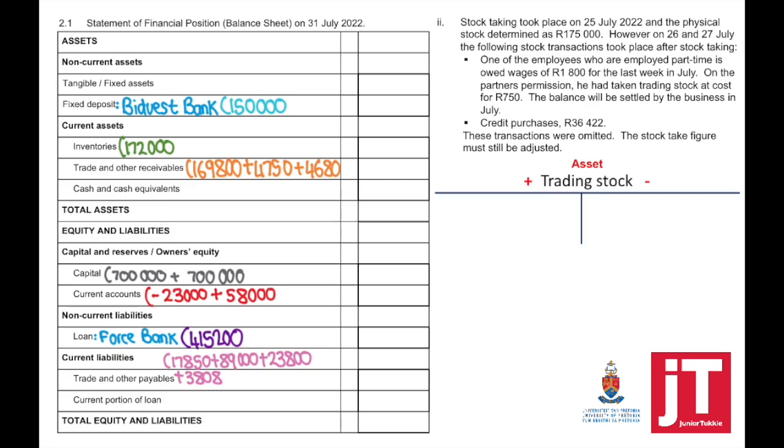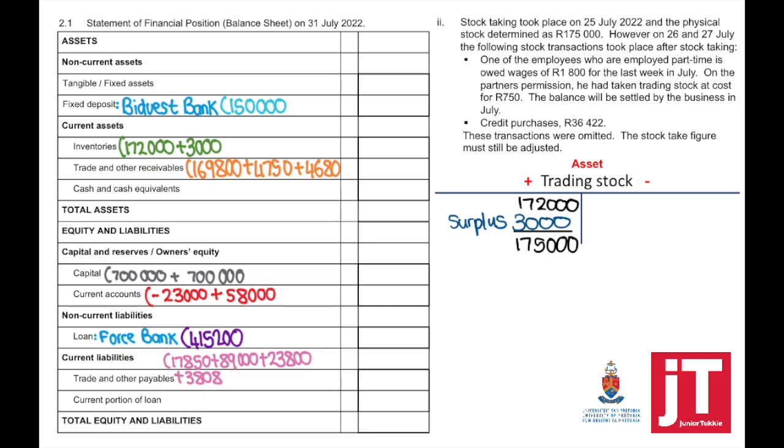So if we're looking now at our trading stock account, there was an opening balance, 172,000. That was the list of balances which was given. According to the physical stock take, which was determined, we had 175,000 of trading stock left over, which means that there was a difference of 3,000. We had more left over than what the trading stock reflected, which means there was a trading stock surplus. So we are going to add the 3,000 to the 172,000.